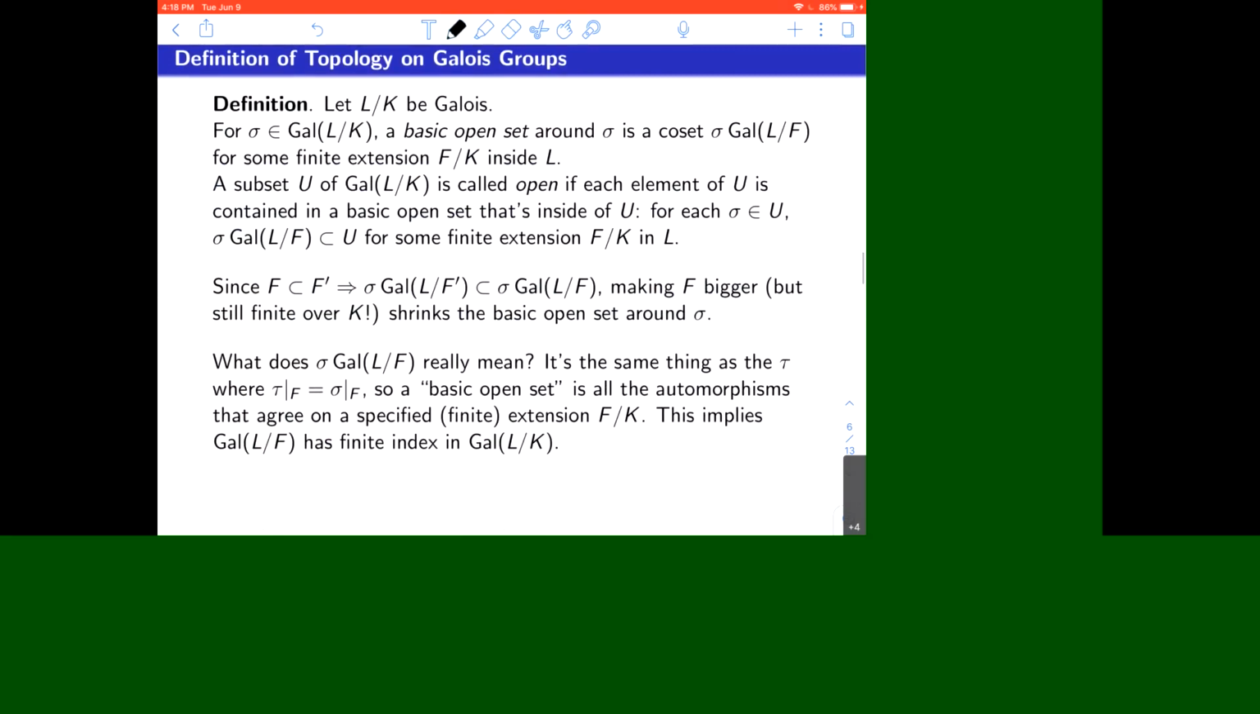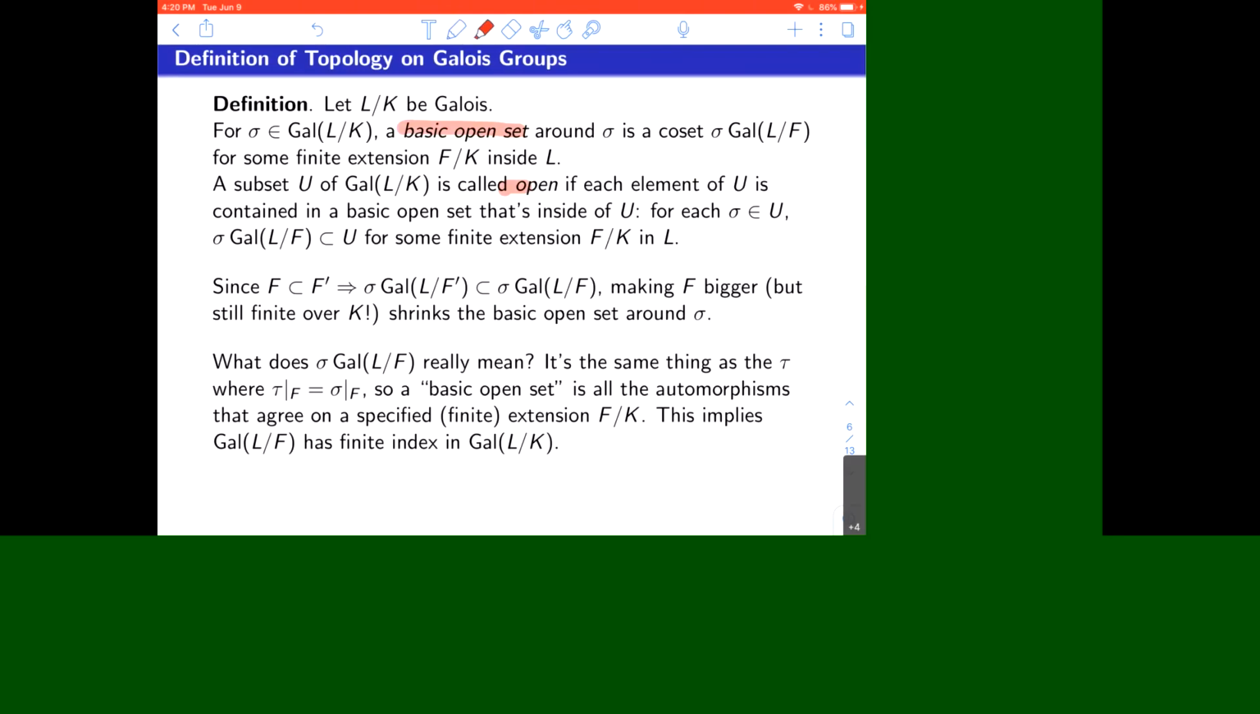So let's define the topology officially. Like in metric spaces, where you first have the notion of an open ball and then a general open set is just a union of open balls, where every point in the set is inside of an open ball which is inside of the set. We're going to do the same idea here, but we're going to use certain subgroups instead of balls. So we'll define a basic open set, and then a general open set will just be a union of the basic open sets.